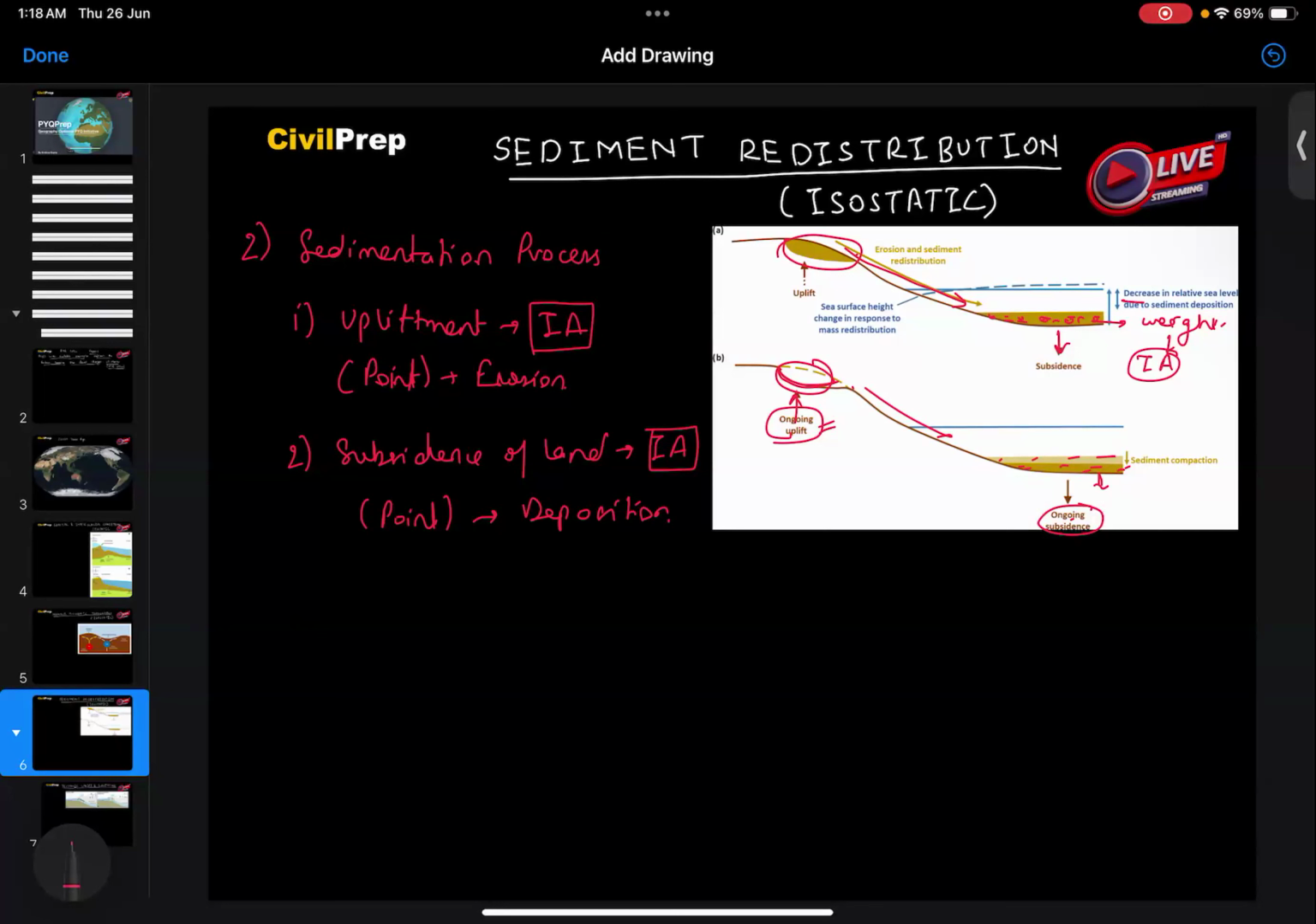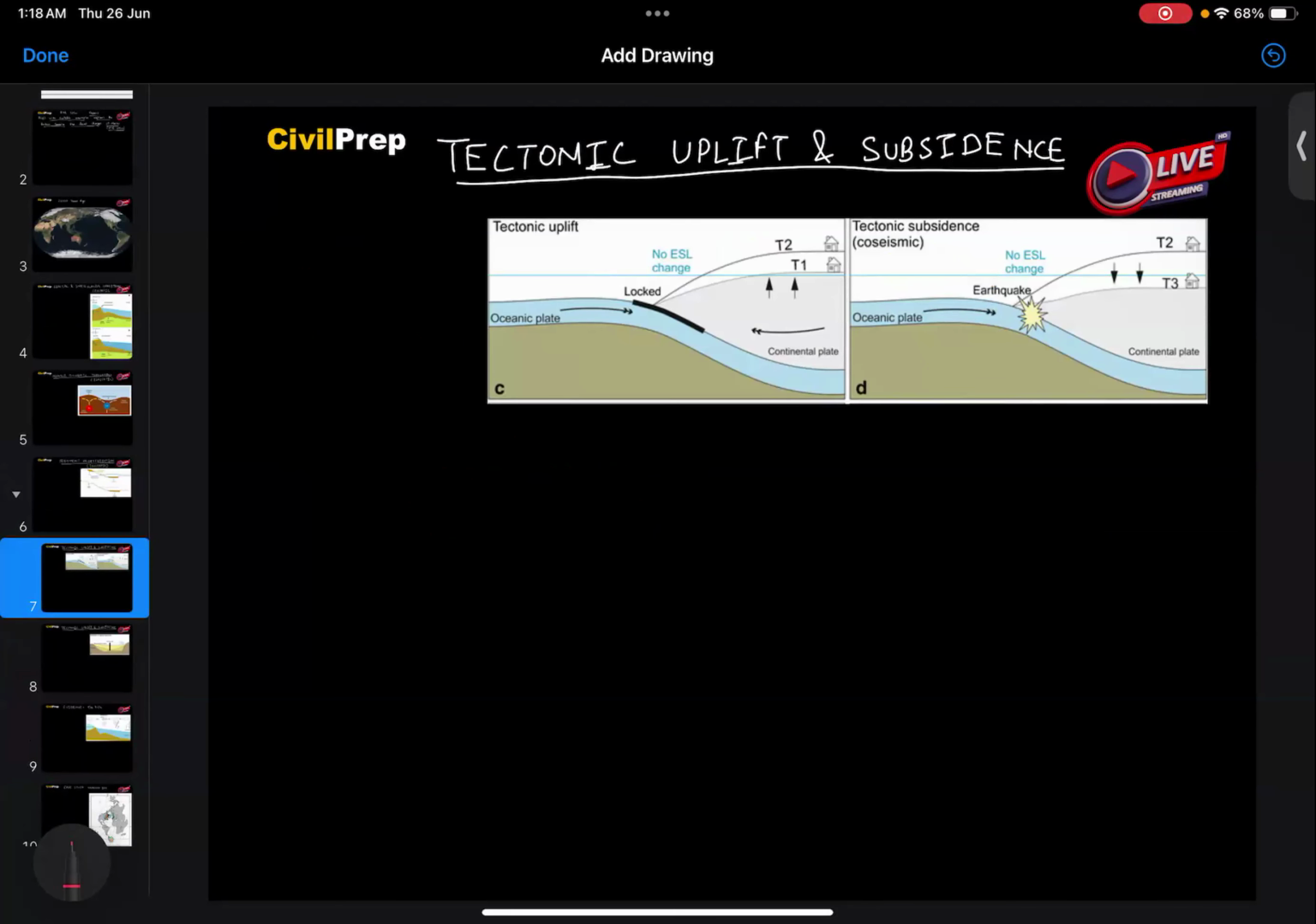So here we see that a decrease in the relative sea level is taking place. So under this first process, there is a decline in sea level, while in the second process, we'll be seeing there is a rise in sea level. Okay. After this, we have the third part, that is the tectonic uplift and subsidence. This is also a, not tectonic, it is an isostatic change.